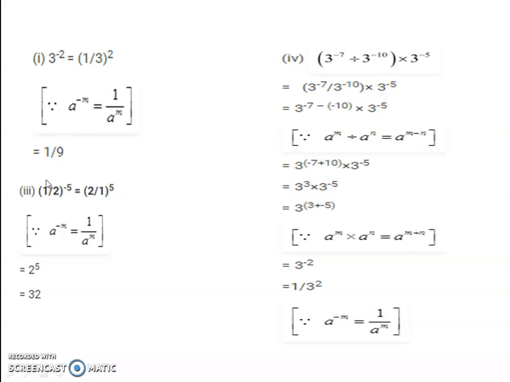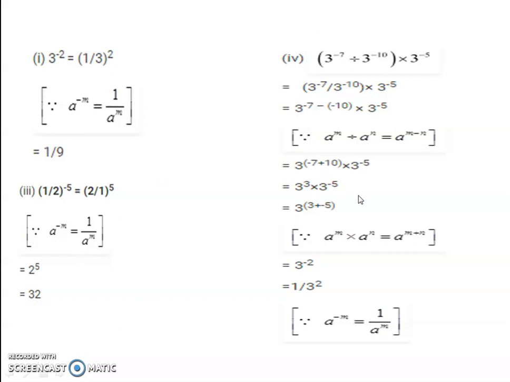So what about fractions? 1 by 2, the whole raised to negative 5. I told you just reciprocate the fraction 1 by 2. What is the reciprocal of 1 by 2? It's 2 by 1. And put the positive exponent. Now 1 by 2 raised to minus 5 is equal to 2 raised to positive 5. 2 raised to 5. What do you mean by that? 2 multiplied 5 times. That is 32.